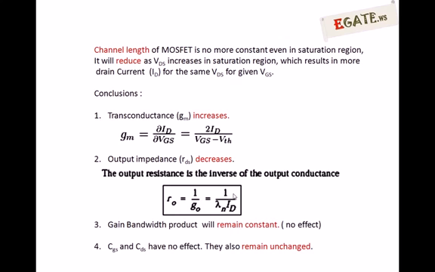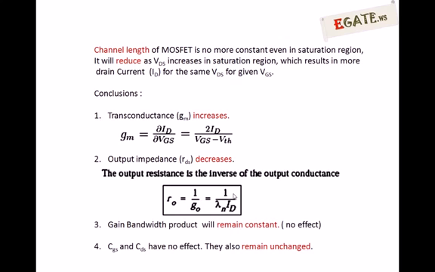First, transconductance increases. Transconductance is indicated with gm. gm is equal to dou ID by dou VGS. For a given value of VGS, ID increases as VDS increases. That is, the numerator part is increasing, so gm is going to increase. Whenever channel length modulation effect is considered, transconductance increases.